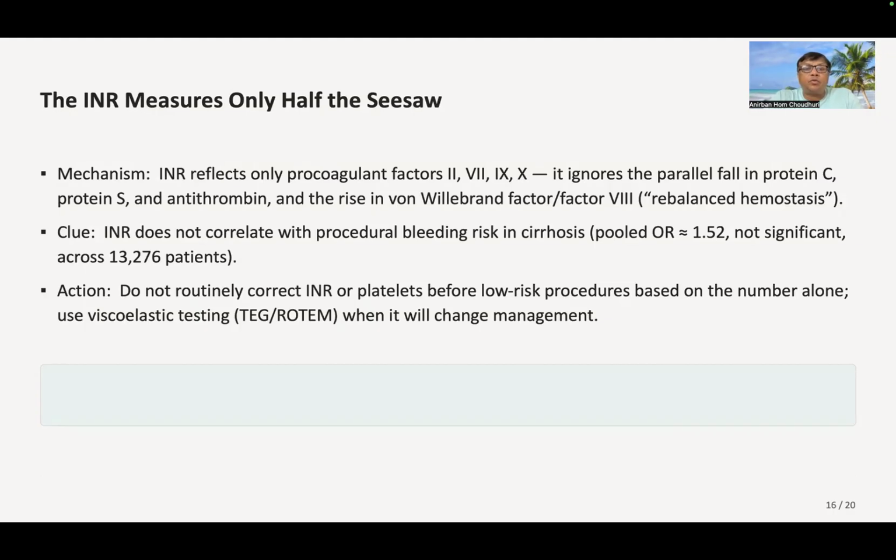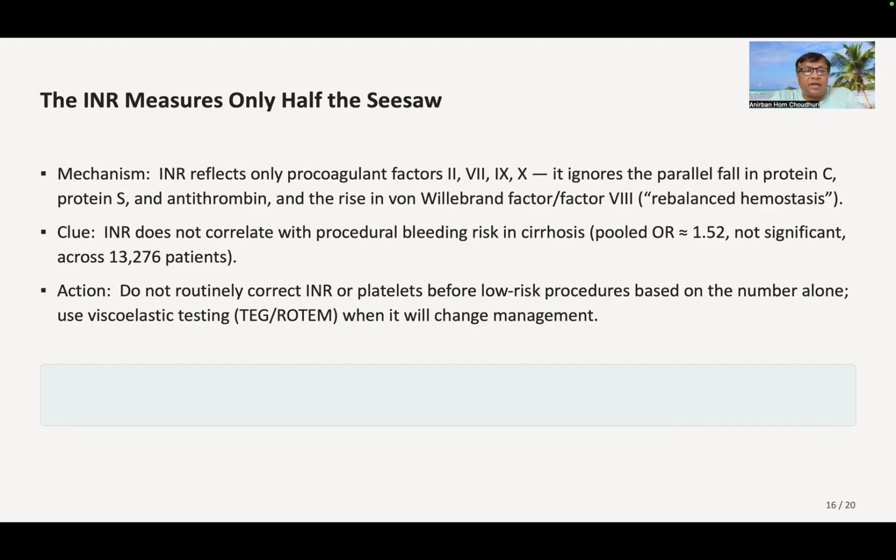The INR reflects only the procoagulant factors that are vitamin K dependent: 2, 7, 9, and 10. It ignores the parallel fall in protein C. It ignores the fall in protein S and antithrombin, as well as the rise in von Willebrand factor and factor VIII. So this is what is called rebalanced hemostasis.